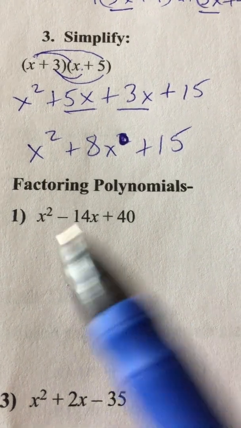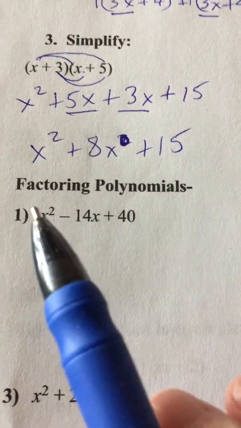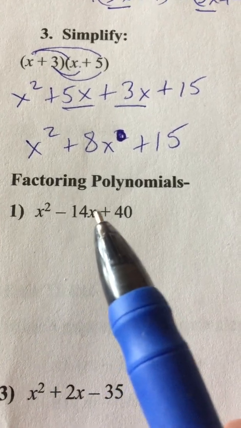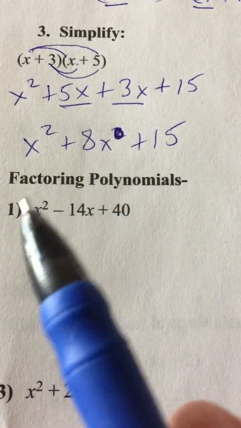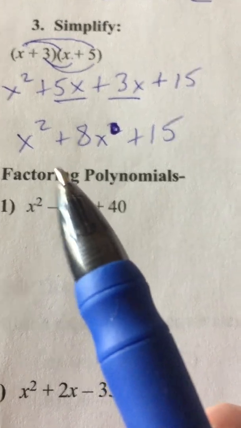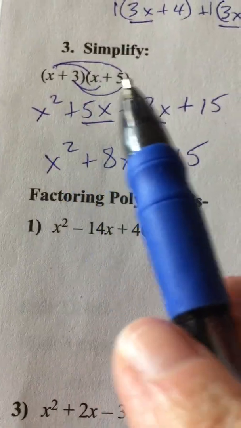All right, so we are going to factor polynomials. They give you this lovely trinomial here. It has an x squared, an x to the first power, and a constant. When you get a trinomial like this and they ask you to factor it, your first inclination should be, ooh, it might be a binomial times a binomial, just like we did up here.